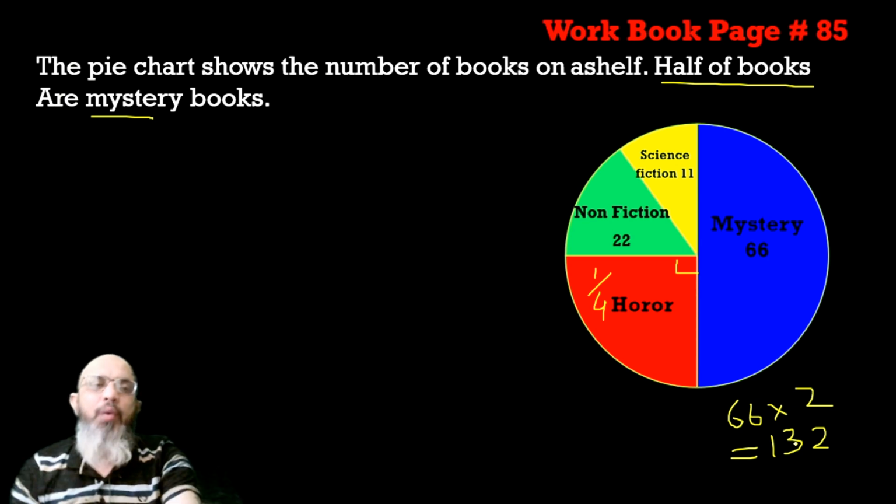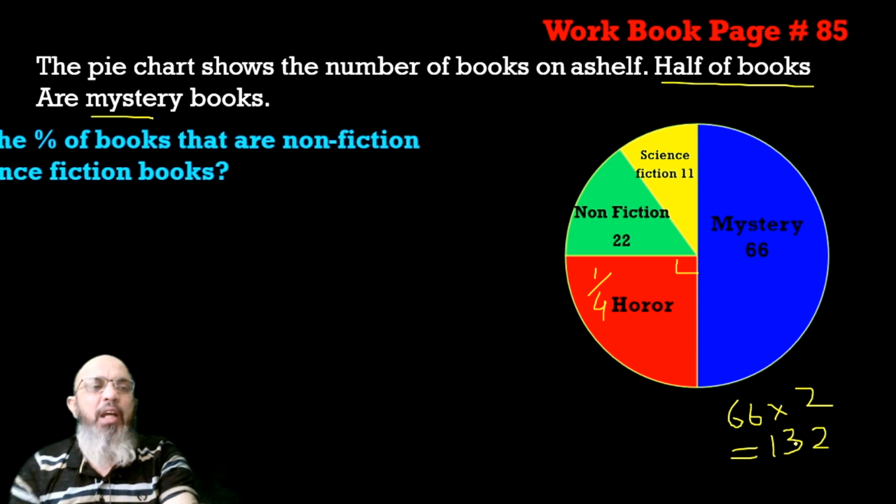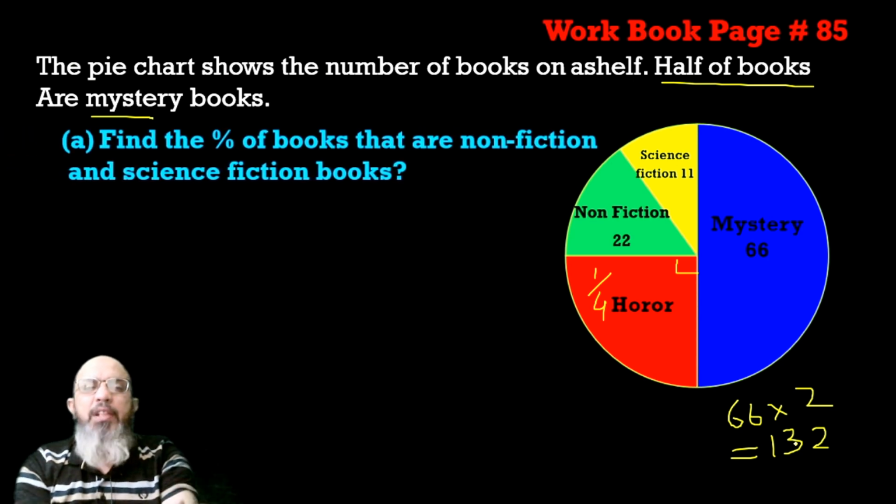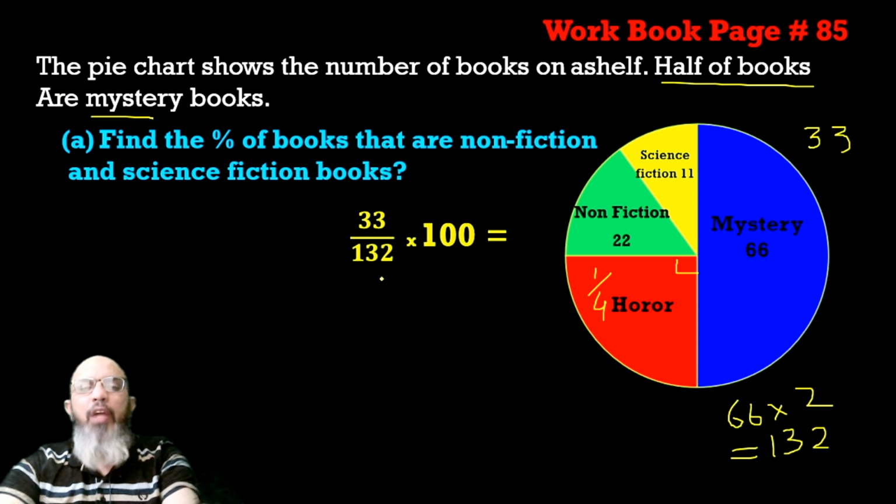So now come to the questions. What questions we have to answer? Okay, the first question is to find the percentage of books that are non-fiction and science fiction books. It means how many science fiction books? That is 11. How many non-fiction books? That is 22. So it means total of these books are 33. What percentage of the books are non-fiction and science fiction?